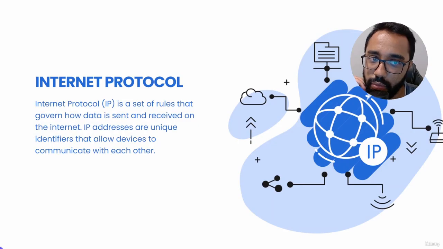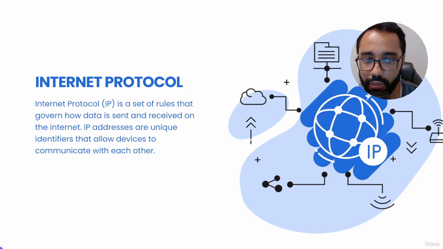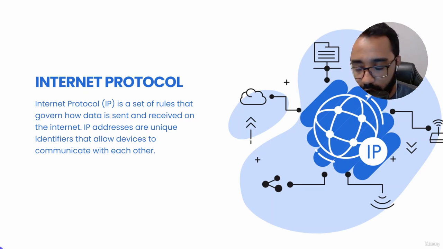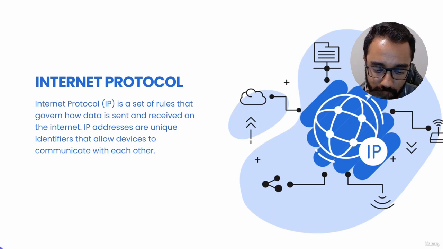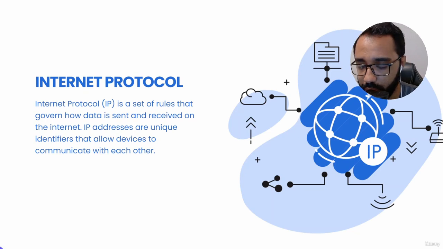The other very important thing when it comes to the browser and the web is the Internet Protocol, or IP. I don't know if you have ever heard of that. It's a set of rules that govern how data is sent and received on the internet. IP addresses are unique identifiers that allow devices to communicate with each other. Let's say you want to access Google, google.com. When you access this URL, it is tied to an IP address. Of course, it is called google.com, but behind google.com you have an IP address.